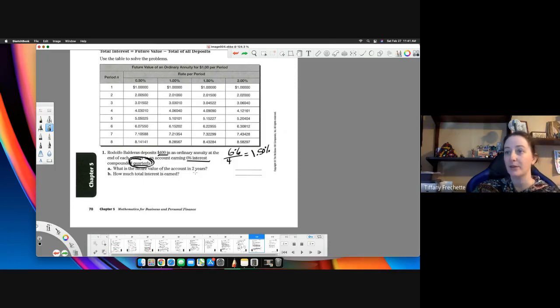we need to pay attention to how many times it's actually going to be compounded over 2 years. Remember, this is 4 times a year. So this is 4 times for 1 year. So if it's 4 times for 1 year and I have 2 years, that means 8 times total. So I'm going to go down to 8, and I'm going to go over to 1.5, and here it is. So 1.5 if I go straight down, 8 if I come straight over, and that's where they meet.